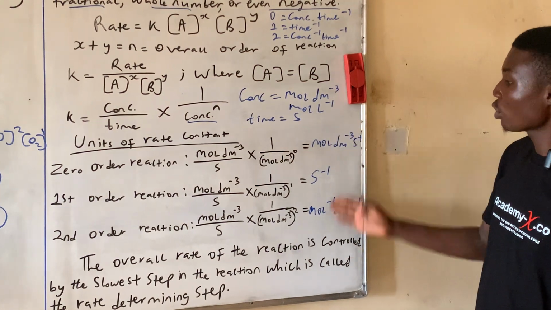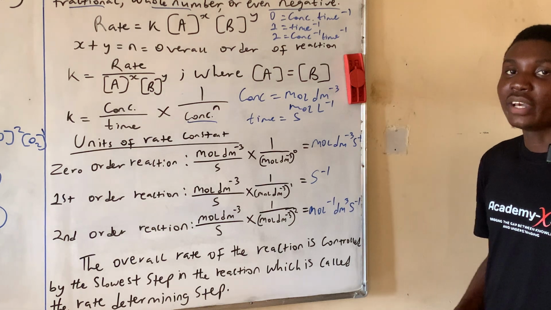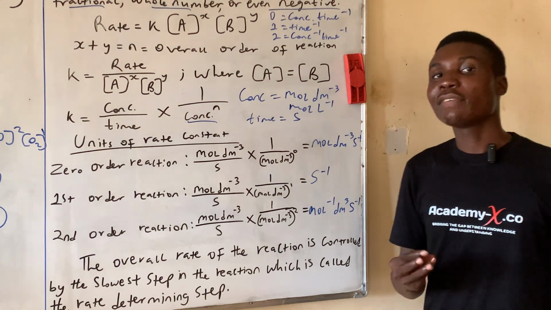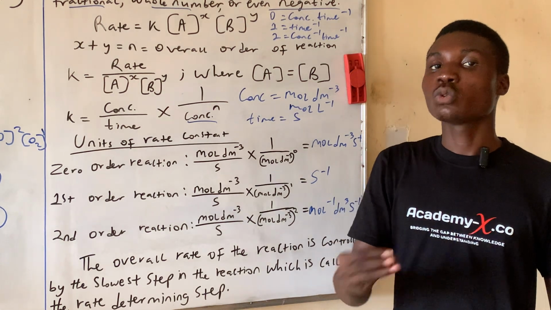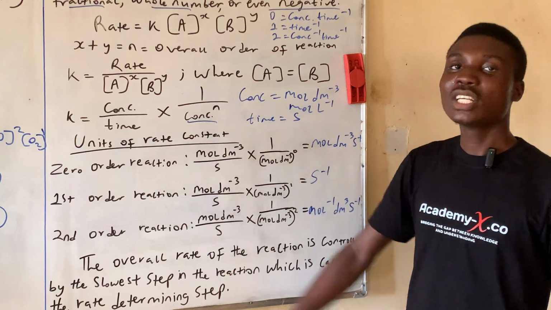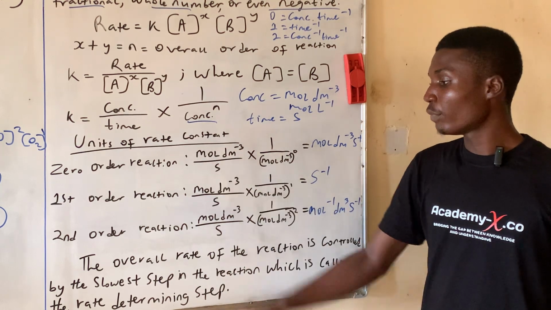And that is the necessity of having all of these things in your head, because it will play a useful role in the event that you're not told the order of reaction and you're expected to know it. The way to know it is to know the unit of the rate constant for the different orders of reaction.